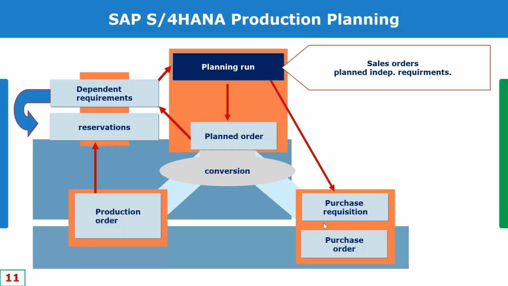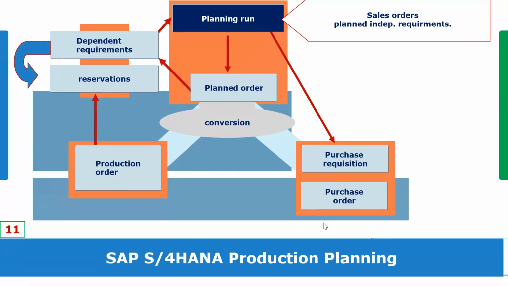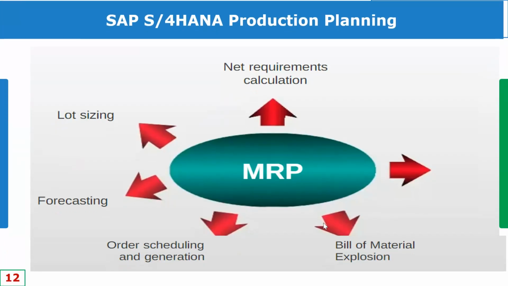So based on the type of the material, whether we are buying from outside or producing inside, the different order types will be created, whether it is a planned order, a production order, or a purchase order. These things are based on the procurement method of the component or material. And for this MRP logic, different techniques or different strategies are used.